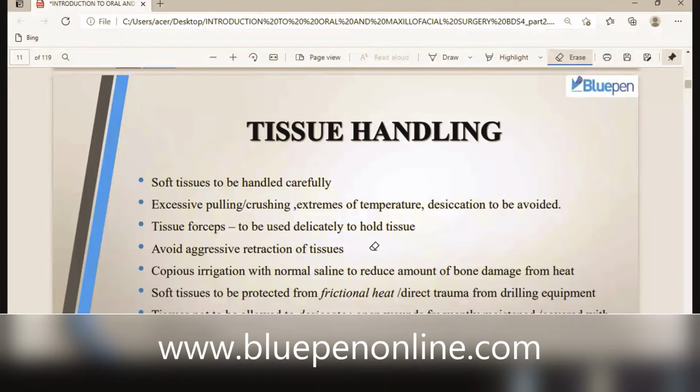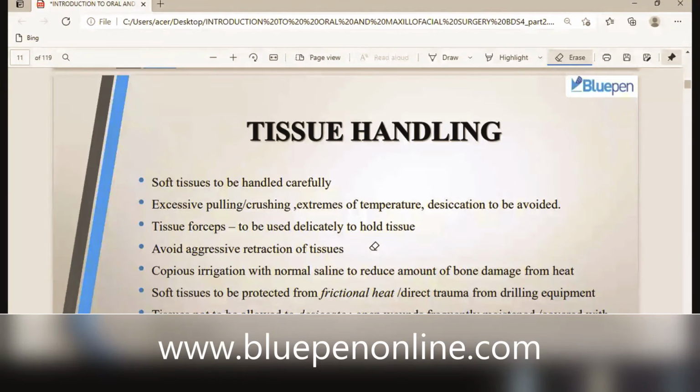Then you have to use tissue forceps so you can delicately hold the tissue, and you can have very good access to that surgical area. Now, don't go for aggressive retraction of the tissue. If you go for aggressive retraction, the tissue will be in your hand and the patient will be on the chair. That's what happens. You have to take it very carefully, because careless surgery can really cause greater damage to the patient.